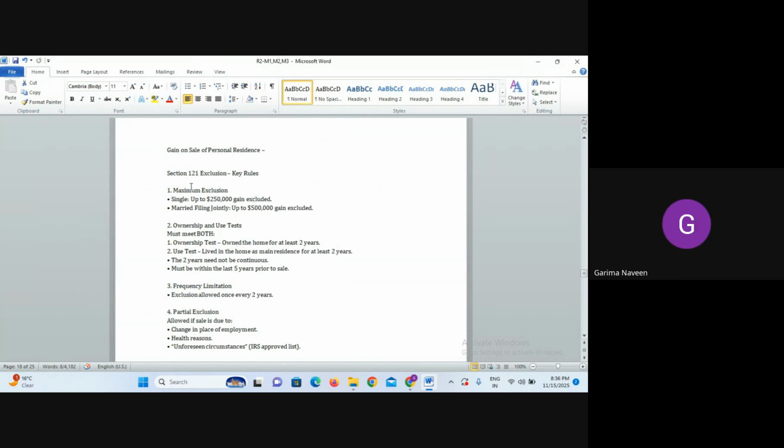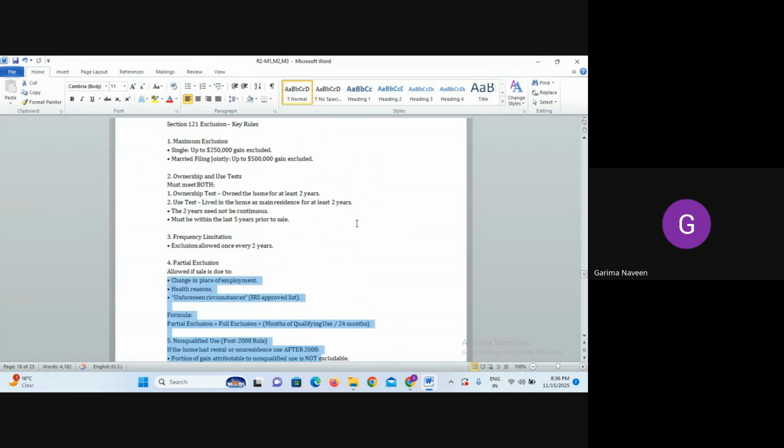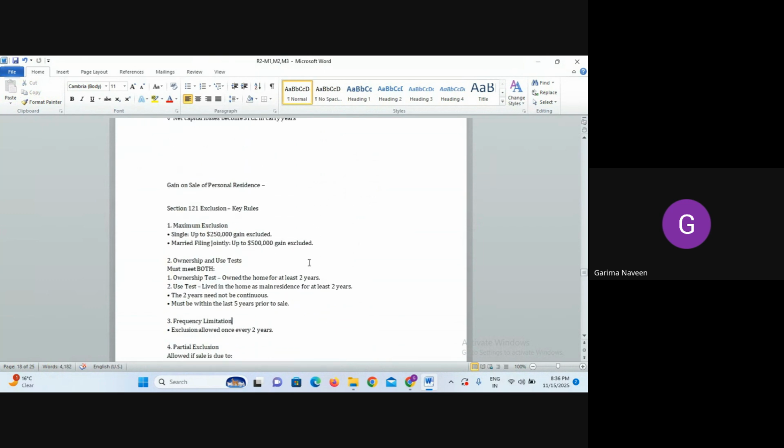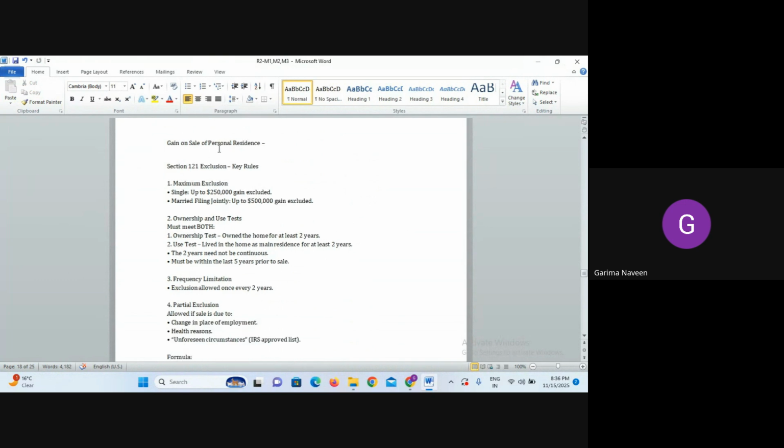So this is also a part of your TCP section. If you are selling your personal residence, means your personal property, it will result in some capital gain or losses. If you have losses, you are not allowed to deduct them, since it is a personal property loss. But if you have gain, you have to pay taxes on this gain.